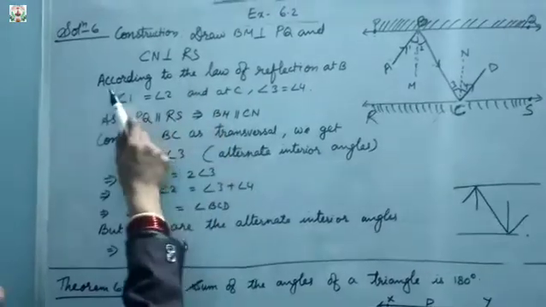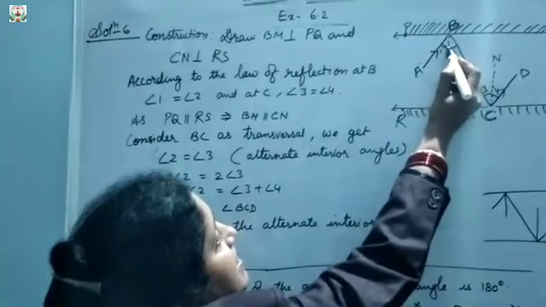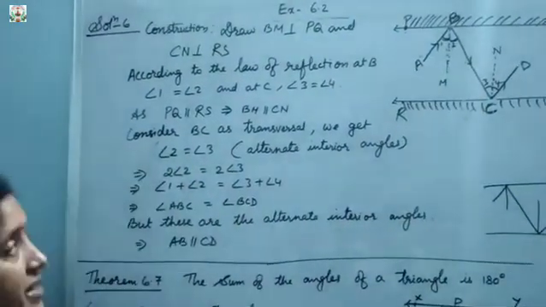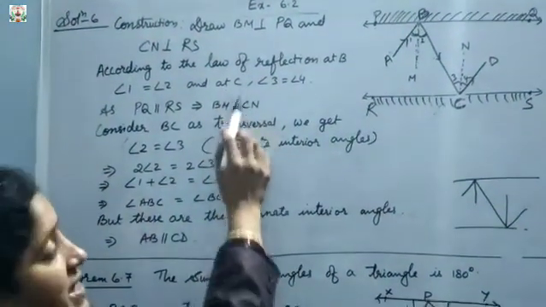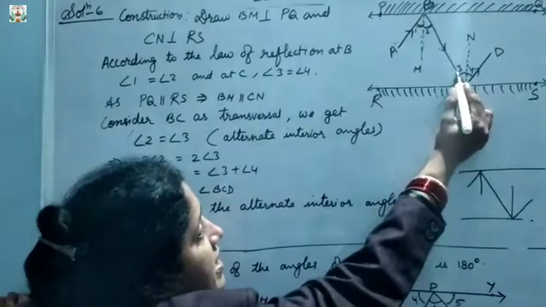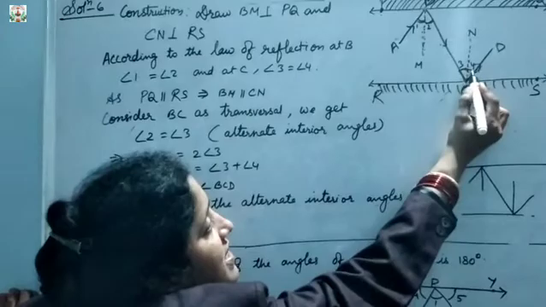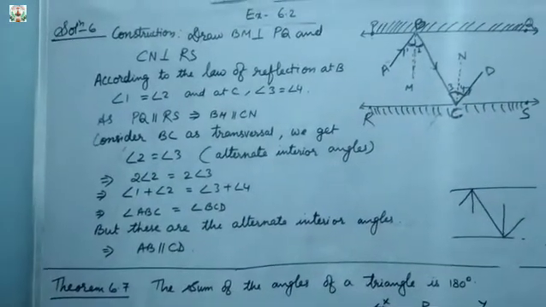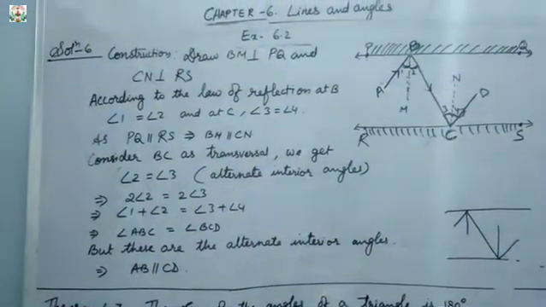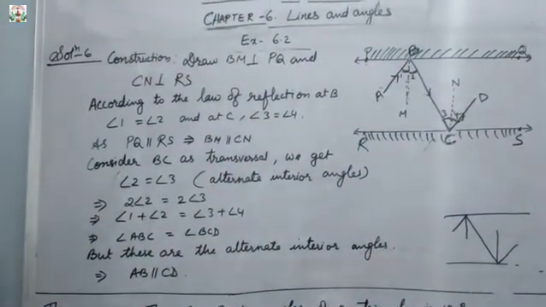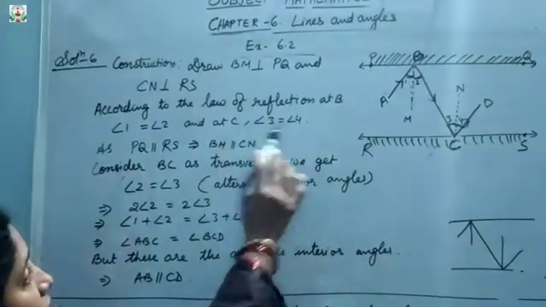Now according to the law of reflection at B, this is the incident ray and this is the reflected ray, so angle 1 equals angle 2. And at C, this is the incident ray and this is the reflected ray, so this is the incident angle and this is the reflected angle. So angle 3 equals angle 4. Clear? Because we know that the incident angle is equal to the reflected angle in the laws of reflection. So 3 equals 4.